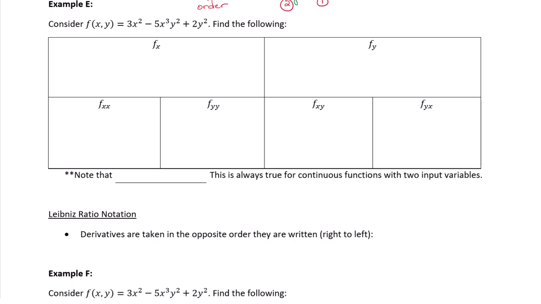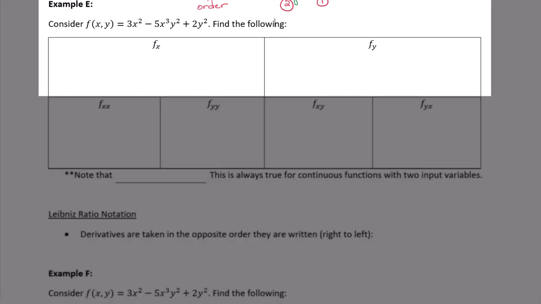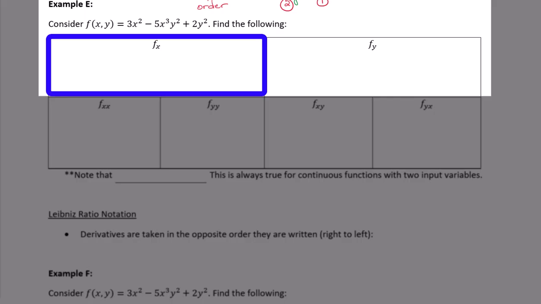Now let's take a look at example E. We're going to consider the function f of x, y that equals 3x squared minus 5x cubed y squared plus 2y squared. We want to find the following. Well, let's take a look at the first derivatives to begin with. Here on the left, we want to take the derivative of f with respect to x. So that would give us a 6x minus a 15x squared y squared. Remember, when it's attached, that constant comes along for the ride. But that third term, the 2y squared, is treated like a single constant, so it would be 0.